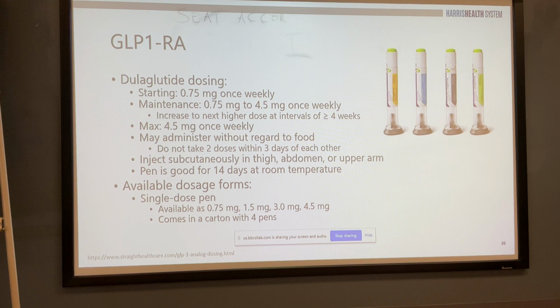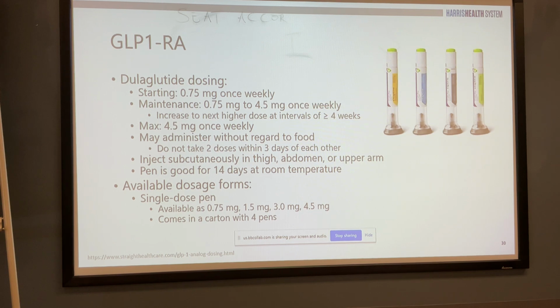So the patient will get a carton of 4, and it has like a little lock on here. Red means not ready, green means ready. And they'll pull off this base and literally just poke. That's it. They won't see the needle, nothing. And when it clicks back up with the second click, it's done. Once a week, that's it.